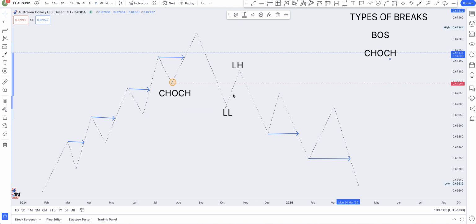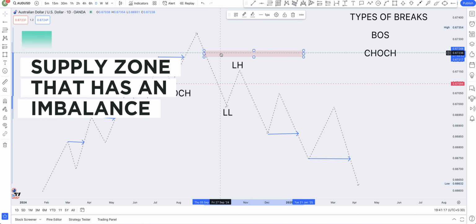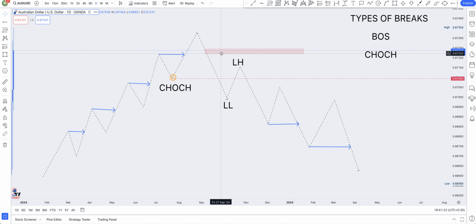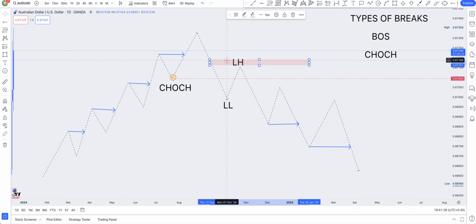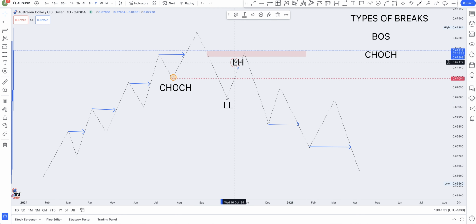What they wait for is that they wait for price to pull back into a supply zone, because this is an uptrend. We are not in a downtrend yet. So they wait for price to pull back into a supply zone on a lower time frame, a supply zone that has an imbalance. Okay, so anytime there is a supply zone that has an imbalance after a choke, what do smart money traders do? They take their entries from that zone, where retail traders will call the exhaustion or the pullback. That is where smart money traders will take their entry, especially on the lower time frame.